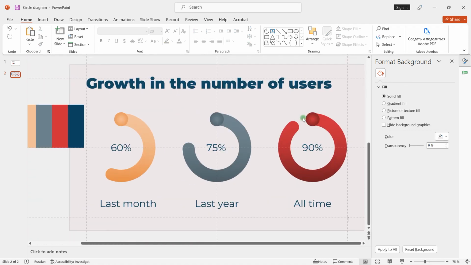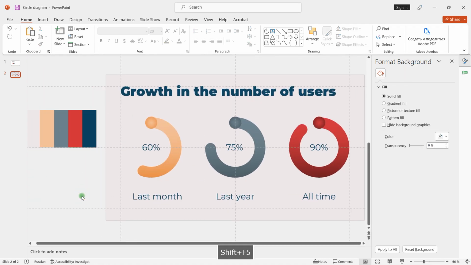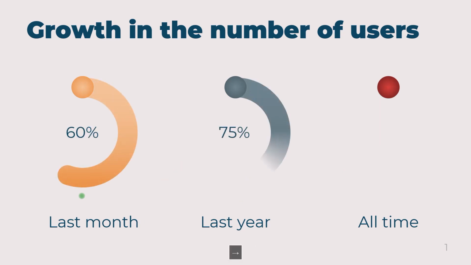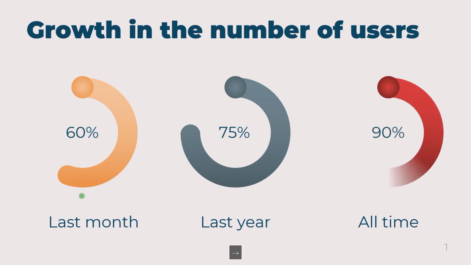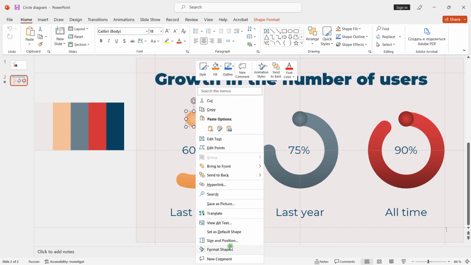Great. Let's take the palette out of the slide border and check what we get. Launch the presentation using the Shift F5 keys. I like the result, but let's add some depth to our donuts. To do this, right-click and select Format Shape from the pop-up menu.